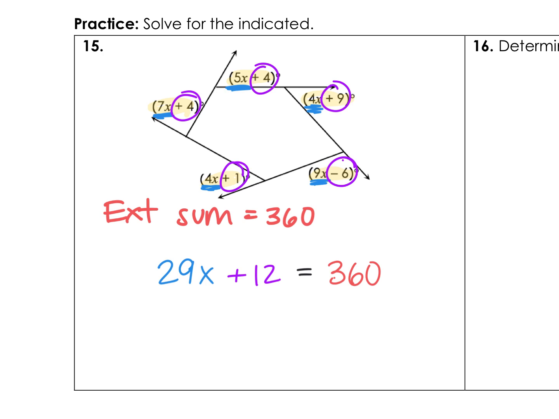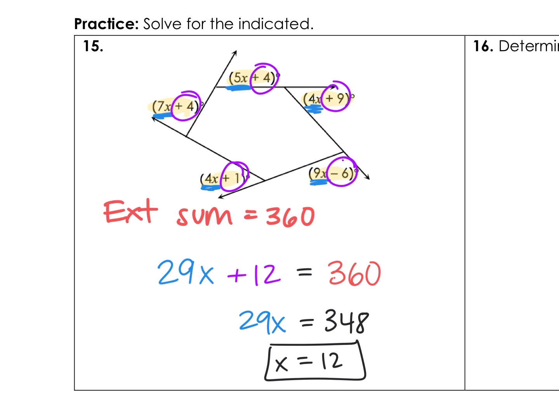So 360, you subtract 12. You divide by 29. 29x is equal to 348. And then you divide by 29. What do you get? 12. Okay, what is this even asking us? I guess just what is x. Great. Can you please try 16?